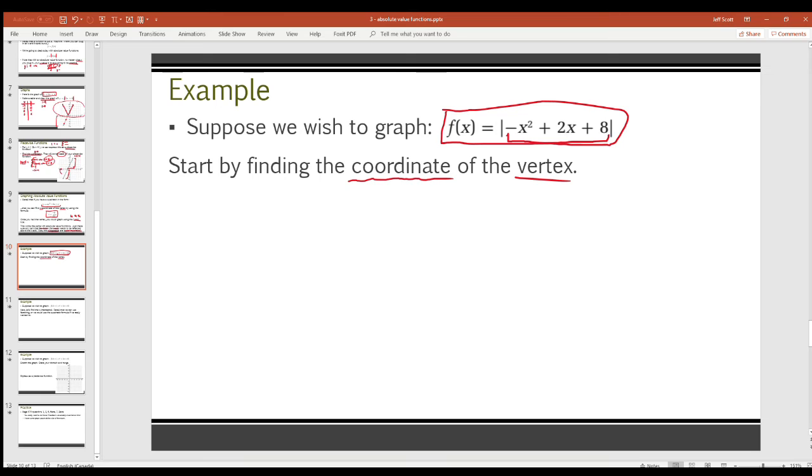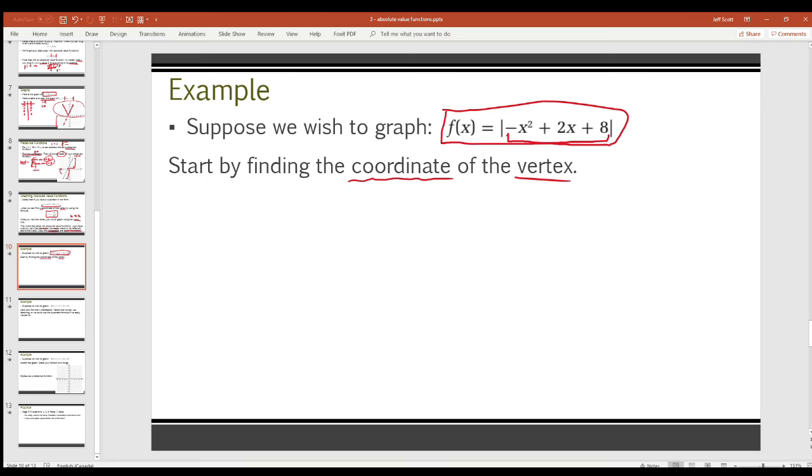Keep in mind, if we have a negative y value for our vertex, in the absolute value version, it's going to be flipped above the x-axis to become a positive y value. So we'll worry about that later. This will just make it a lot easier for us to graph our quadratic.